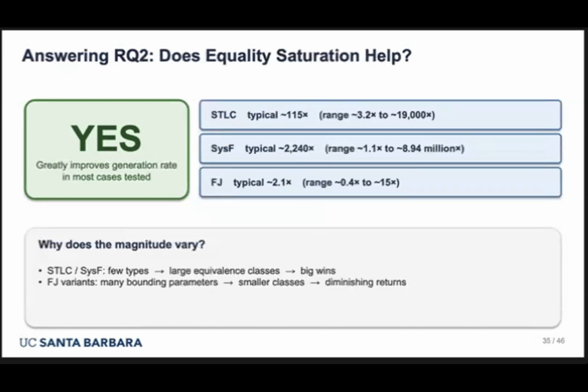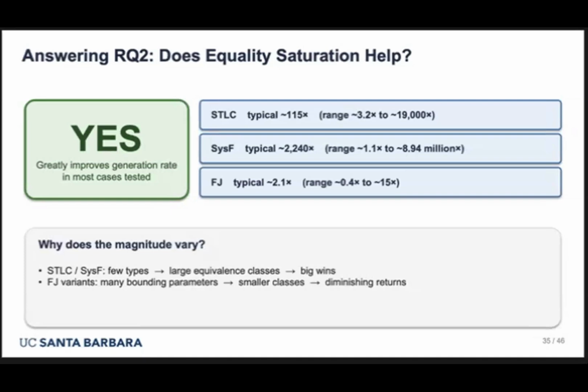And for the question of is equality saturation helpful, the answer is also yes. We can see here the typical speedups, among other things, that we get for each language. STLC had a typical speedup of around 115 times, whereas System F had a super insane speedup of over 2,000 times. But like we saw before, FJ is a lot more conservative with a typical speedup of only around 2 times.